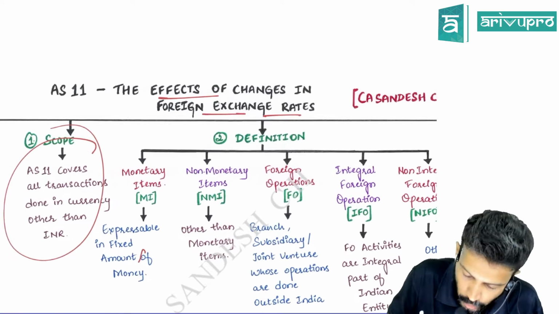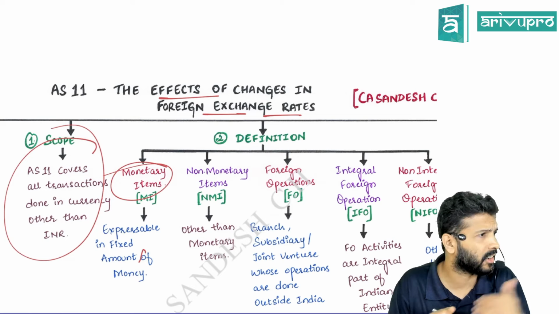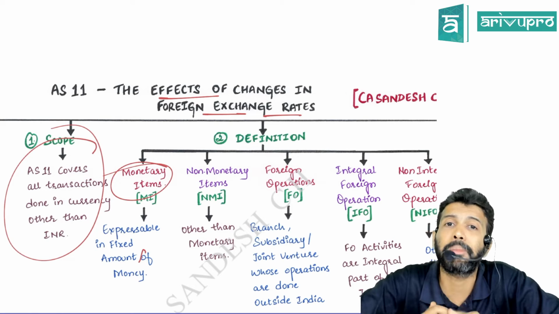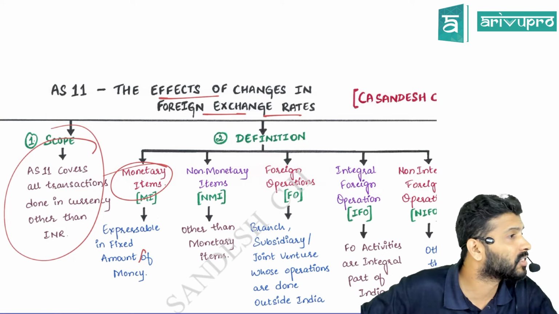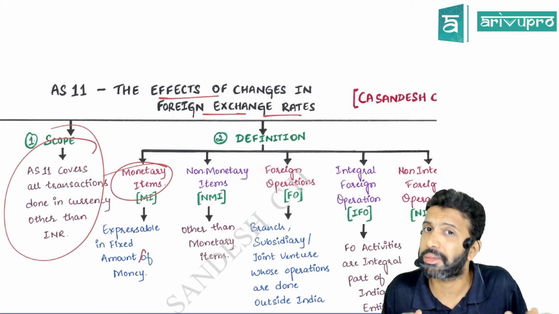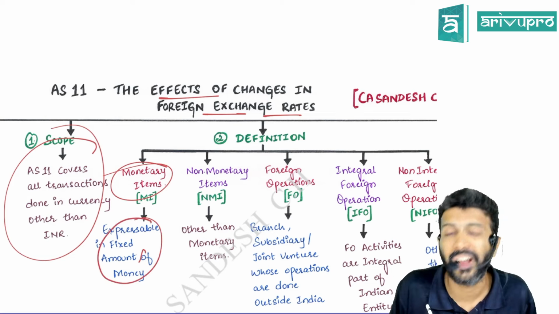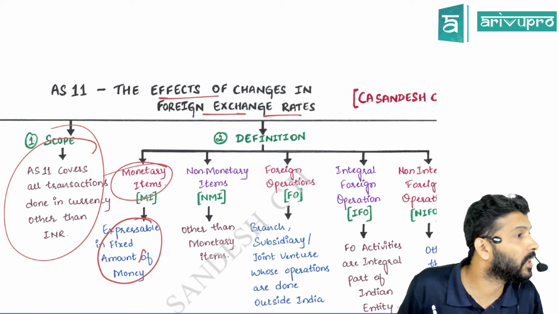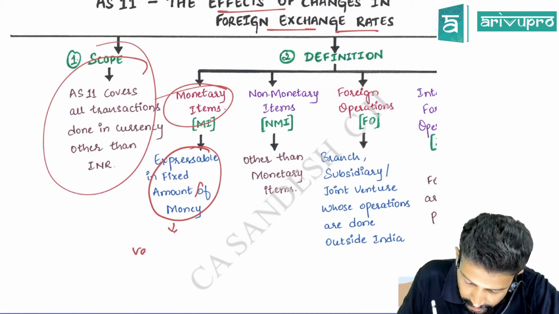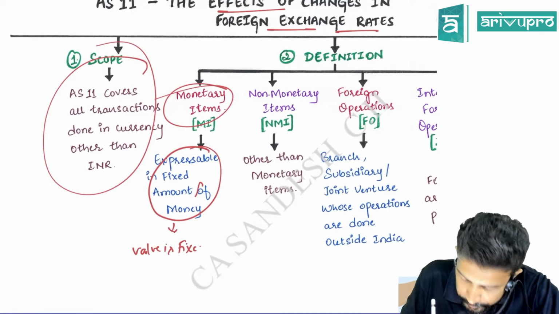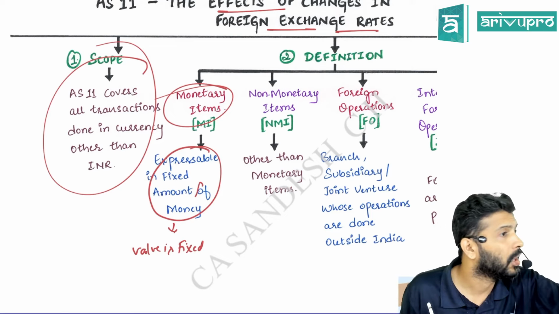The first one in the definition part is monetary item. I think we discussed this, right? It came in one of the previous standards. Monetary item in layman terms means the value is fixed. Actually, monetary items are those components which are expressible in fixed denominations of currency. For our class purpose, we will say the value is simply fixed. Any component whose value is fixed, we call such a component a monetary item.